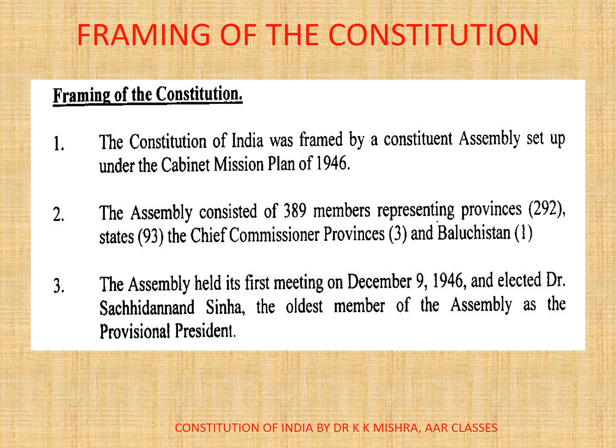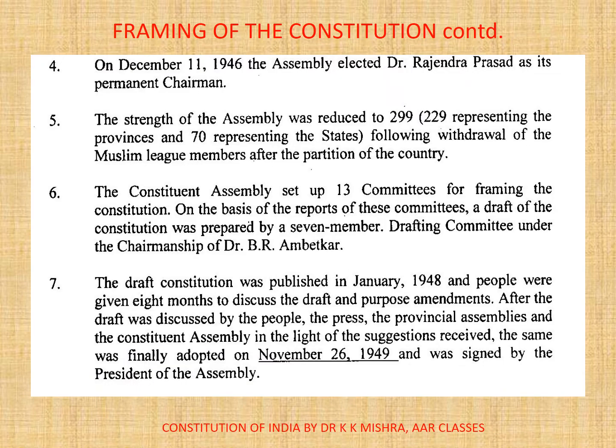Number 3. The Assembly held its first meeting on December 9, 1946 and elected Dr. Sachidananda Sinha, the oldest member of the Assembly, as the provisional president. This is also a point that we need to keep in our mind. Number 4. On December 11, 1946, the Assembly elected Dr. Rajendra Prasad as its permanent chairman.